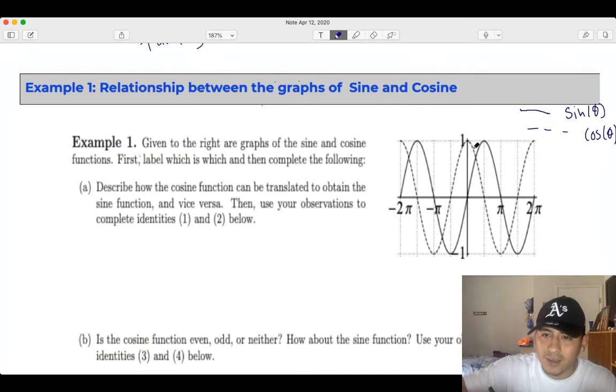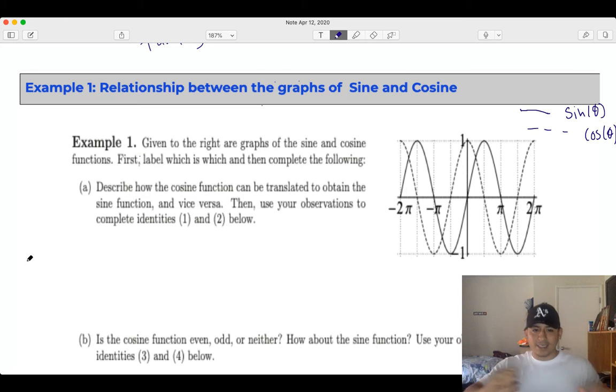How do I know? Because the dashed line one starts off at 1, goes down to -1, and then goes back up to +1. The solid line curve starts off at 0, goes up to 1, down to 0, down to -1, and then back up to 0. So that's how I was able to tell which one was sine and which one was cosine.